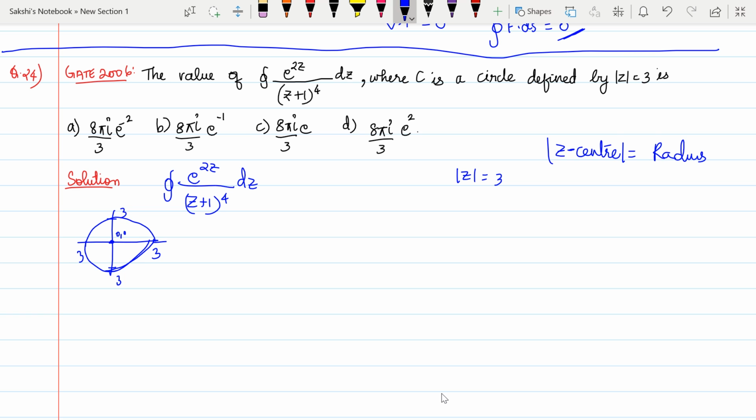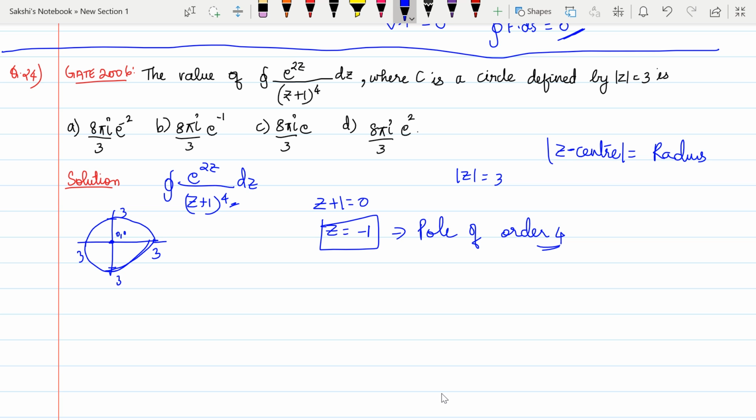Okay, so now the part with 2Z. This is the first step: you have drawn the circle. The second step is to put the denominator equal to 0. When you do this, you're going to get Z equal to minus 1, which is your pole. If you see, the order is 4. Therefore, Z equal to minus 1 is the pole of order 4.